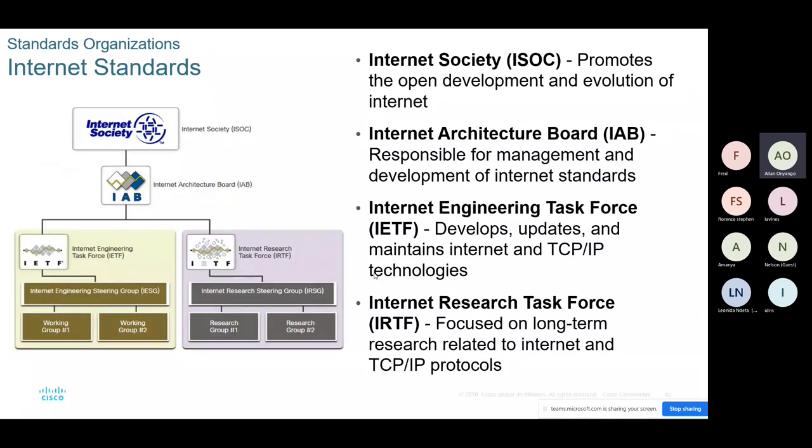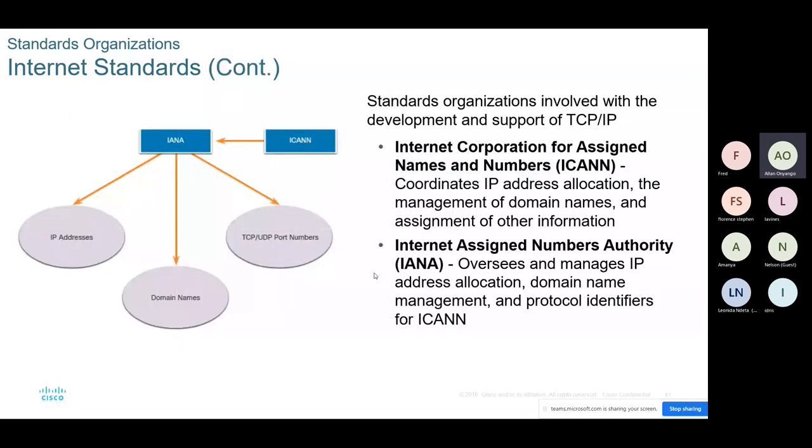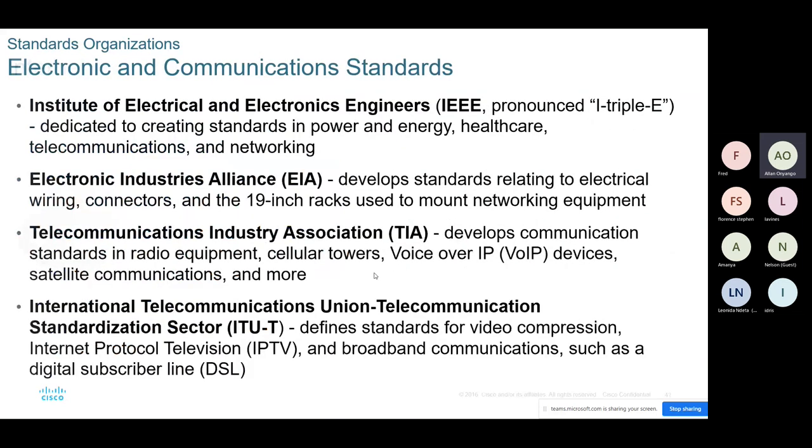We have ISOC, the Internet Society, which promotes an open development and evolution of the internet. The IAB, Internet Architecture Board, handles management and development of internet standards. We have IETF, which we already talked about, development, update and maintenance of the internet and its technologies. We have IRTF, the Internet Research Task Force, long-term research related to the internet and the TCP/IP protocols, and many more. We already talked about ICANN, the Internet Corporation for Assigned Names and Numbers, which coordinates IP address allocation and management of domain names, port numbers, and all that. They coordinate, but the organization that oversees and allocates them to the ISPs is IANA, the Internet Assigned Numbers Authority.